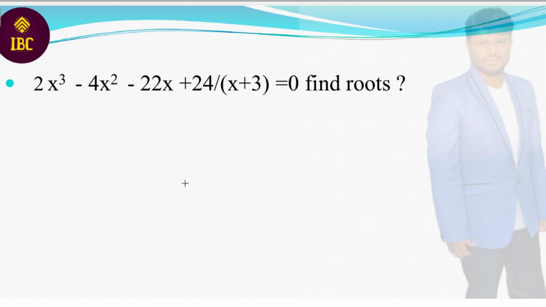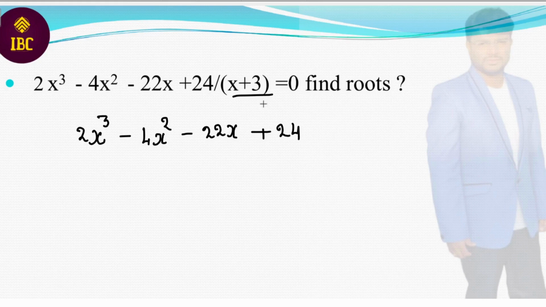See, this is a question I need to teach, because if the coefficient of x cube is not 1, then what do I have to write? One root is minus 3, that is already fixed. Then the question is 2x cube minus 4x square minus 22x plus 24.